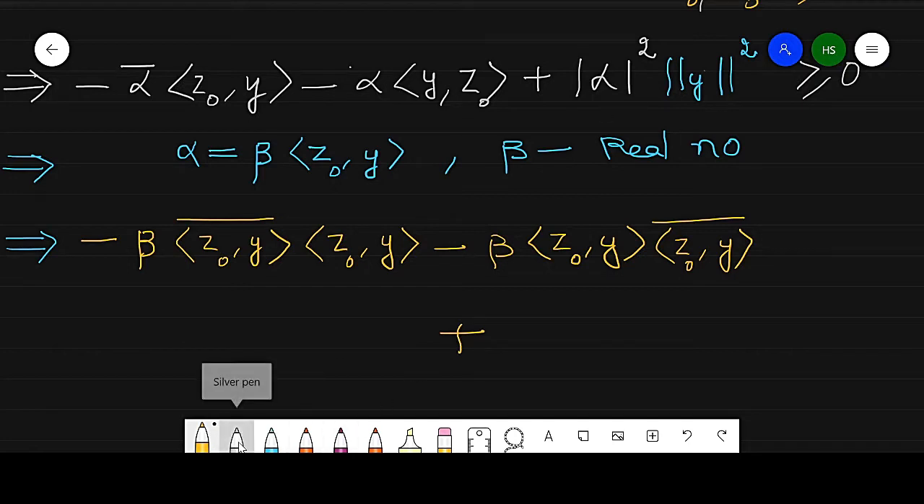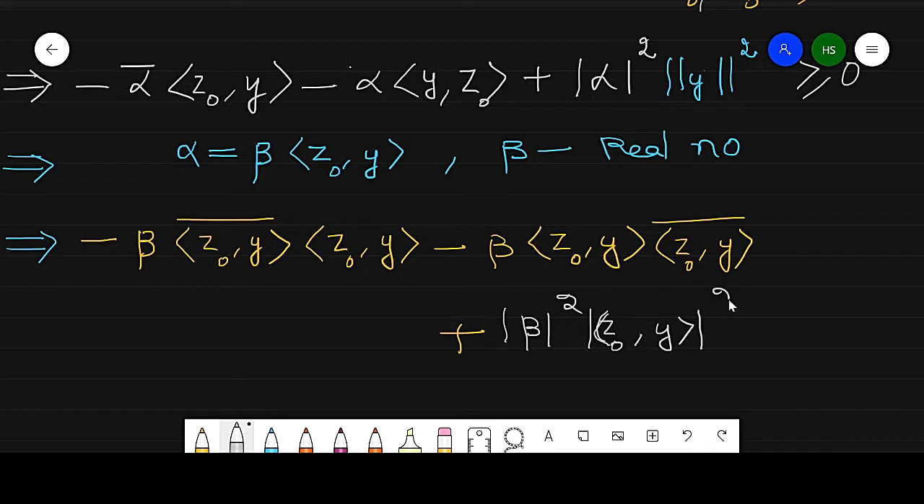Plus this term. The absolute value of alpha raised to power 2 is the absolute value of beta raised to power 2, and the absolute value of the inner product z0 comma y raised to power 2, that is, substituting this value, into the norm of y raised to power 2, greater than or equal to 0. So I just write it in this way. Now from this what do we get?